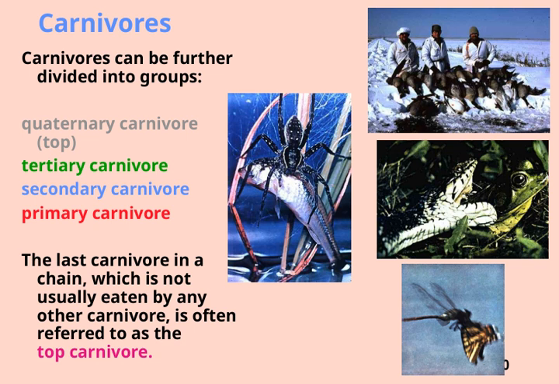The last carnivore in a chain, which typically isn't eaten by any other carnivore, is what we call the top carnivore. This position is crucial because these animals often regulate the populations of the species below them, maintaining balance in the ecosystem. Understanding these distinctions helps us see how energy flows through food webs and highlights the importance of top predators in maintaining healthy ecosystems. It's a fundamental concept that ties into the overall theme of energy transfer and ecological stability.